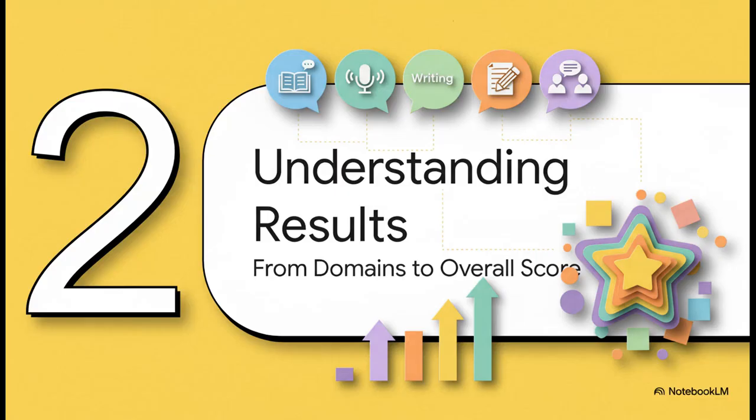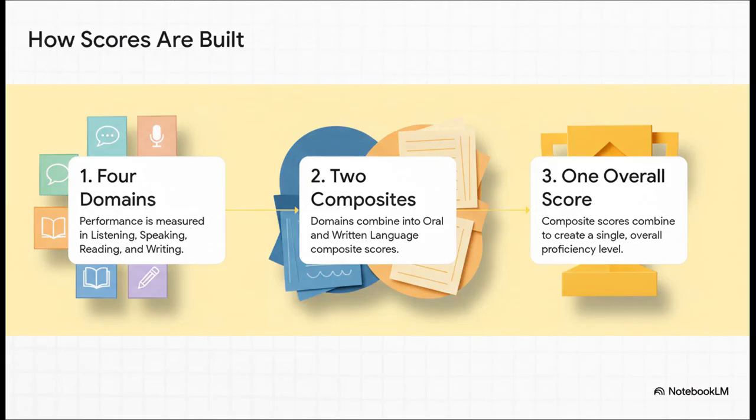Okay, so we've tested these 4 different areas. How does all of that information actually turn into a result we can use? Let's take a look at how the scores are put together to build a really clear profile of what a student can do. The way the scoring works is actually pretty straightforward. It's like building blocks. It starts with how the student did in each of those 4 domains we just talked about. Then, those are grouped together into 2 composite scores. And finally, those 2 composite scores are combined to give you one single overall score.